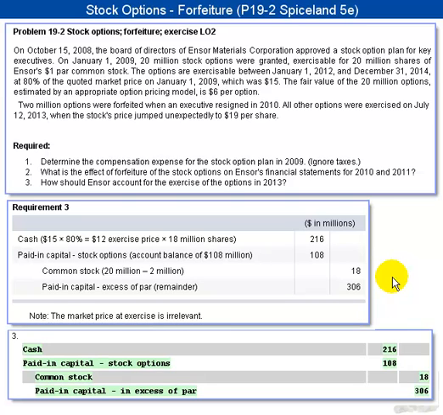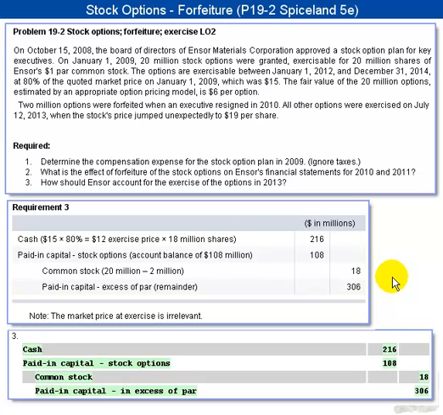Requirement 3 would be a debit to cash equal to $15 times 80%, which is the $12 exercise price, times 18 million shares, so 216 million is debited. The paid-in capital on stock options is equal to the account balance of the 108 million. The common stock goes on the books at the 20 million less the 2 million, or 18 million, as the legal capital amount, and the paid-in capital in excess of par is 306 million.